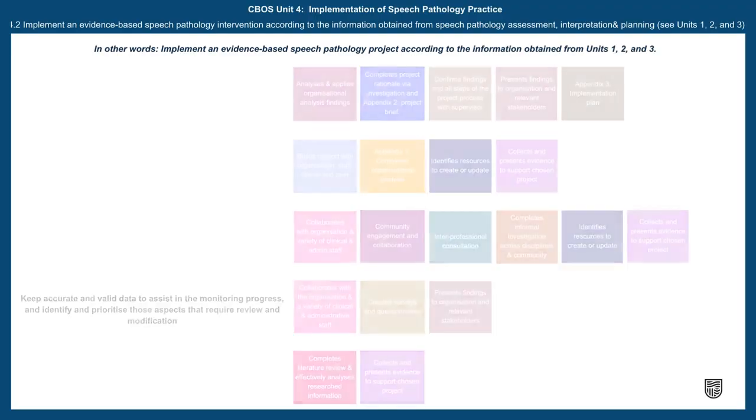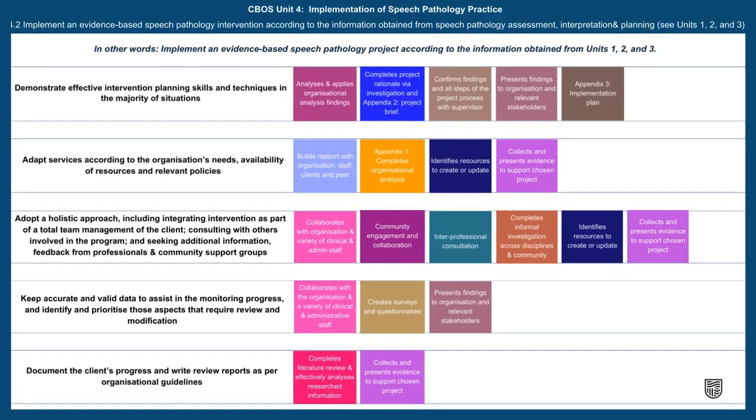Unit 4, Implementation of Speech Pathology Practice, is demonstrated through Element 4.2. Implement an evidence-based speech pathology intervention according to the information obtained from Units 1, 2 and 3. In other words, implement an evidence-based speech pathology project according to the information obtained from Units 1, 2 and 3. This would be demonstrated through all we have covered, as well as actual completion and handover of the project to the organisation.